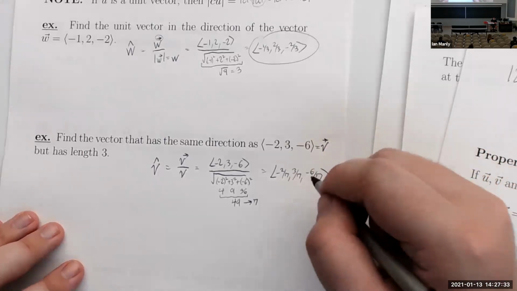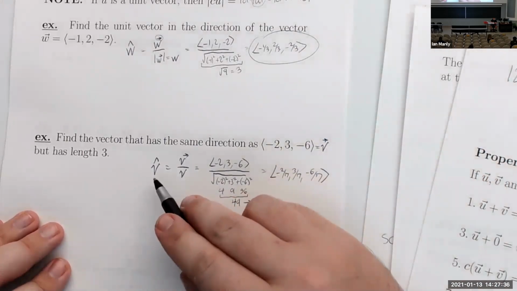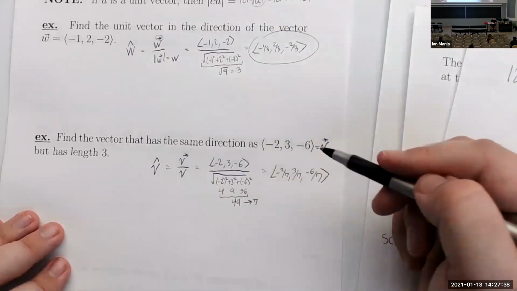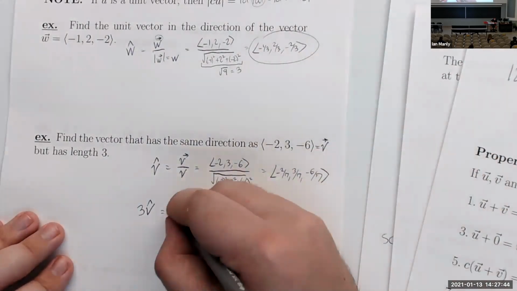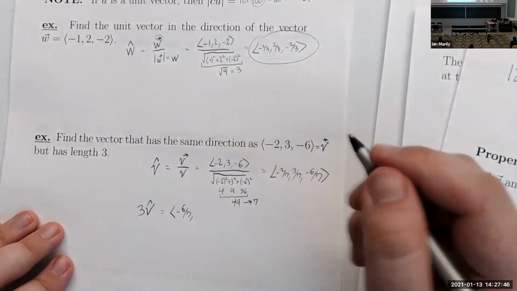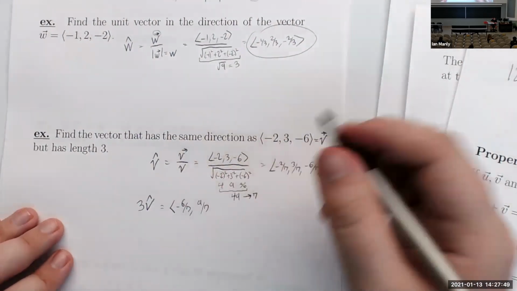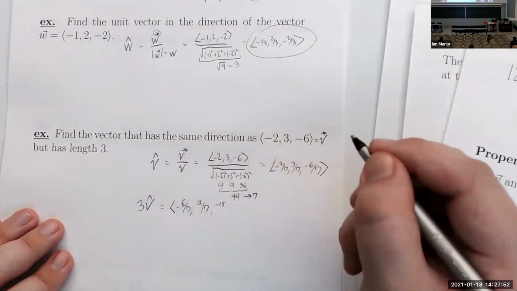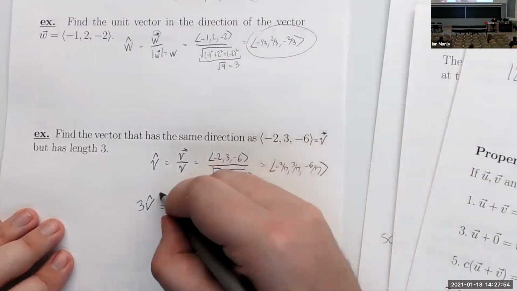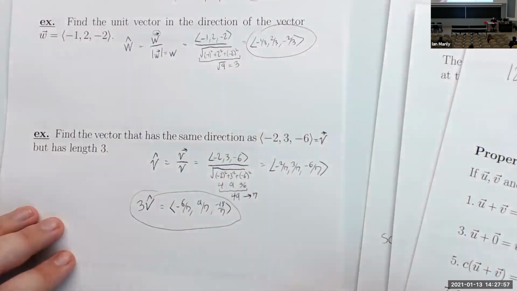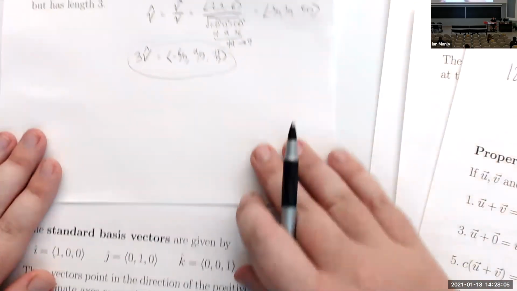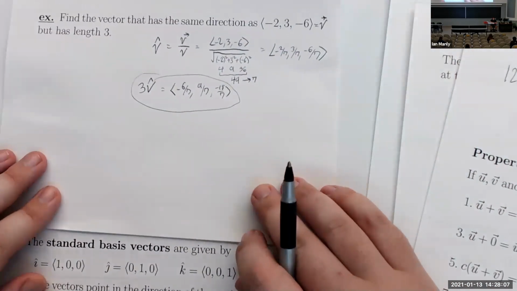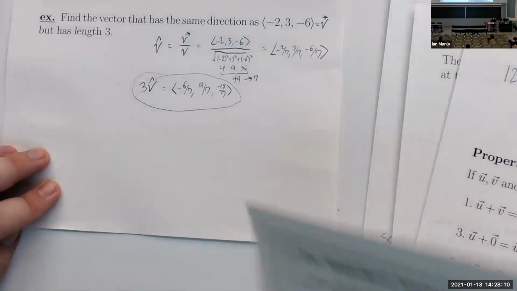Remember, this isn't our final answer here. This is simply the unit vector in this direction. But this has a length of 1. So what we really want is 3 v hat, which is going to end up being -6 over 7, 9 over 7, and -18 over 7. All right, so there we go. So that was kind of a twist on the previous problem here. All right, let's keep going here. Okay, so that's unit vectors and finding vectors in certain directions.